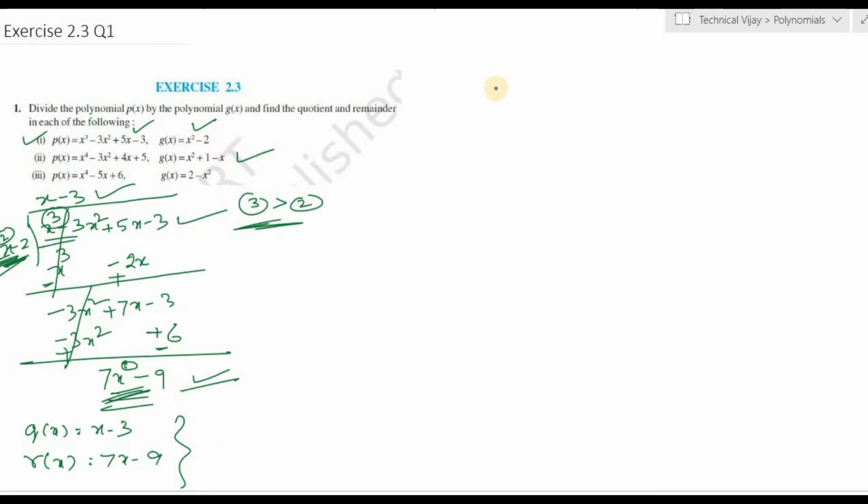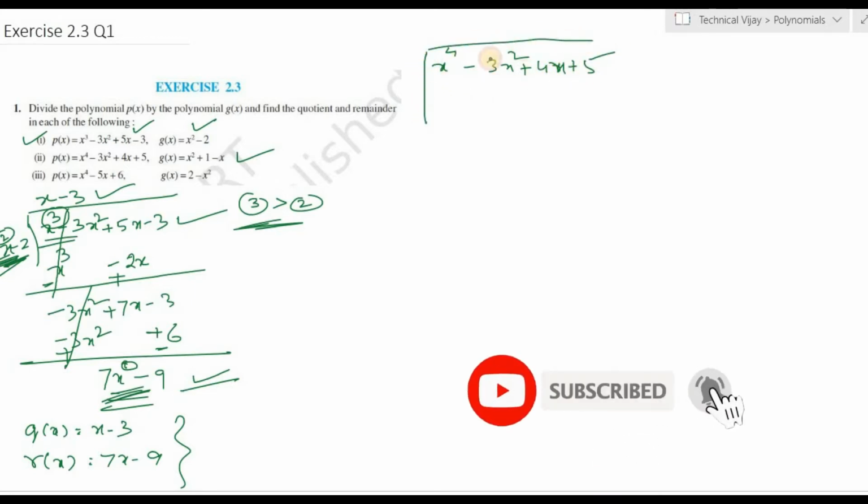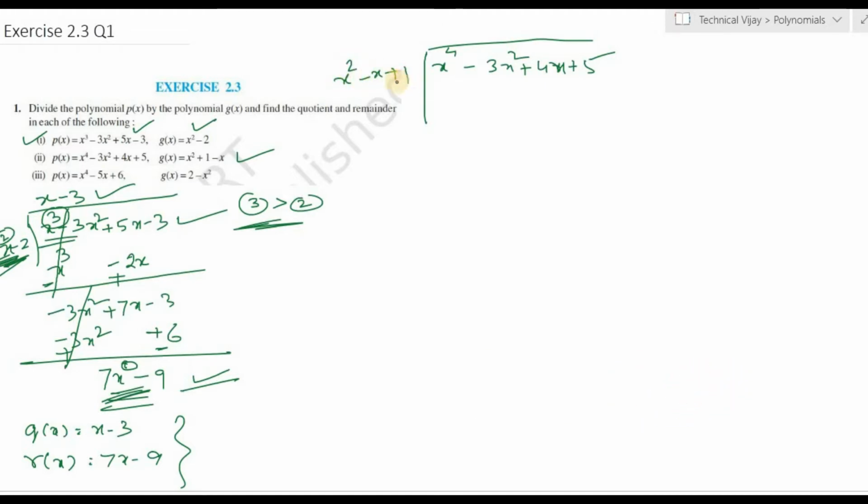So here p of x is x to the power of 4 minus 3x square plus 4x plus 5, and g of x is equal to x square minus x plus 1, like this I have arranged it. Okay, so you see here, the degree is 4 and the degree is 2. This is possible. So for x to the power of 4, we will multiply by x square.